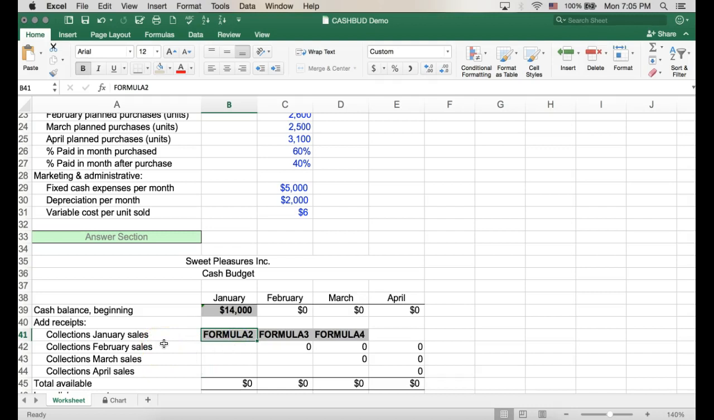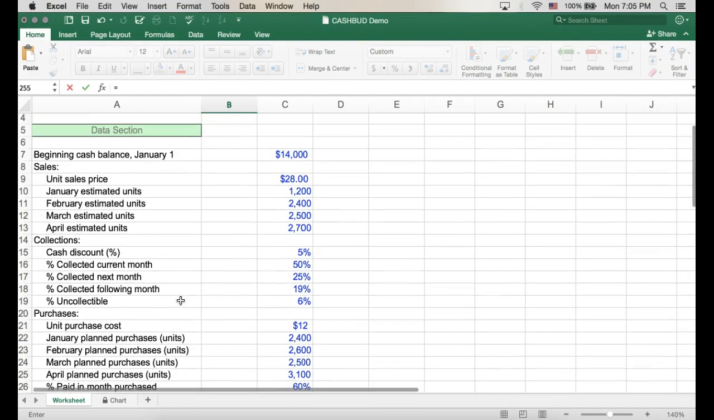Formula number 2 is collections for January sales. So the actual cash receipts that Sweet Pleasures Inc. is going to collect from the January sales. So we start a formula by inputting equal and go up here. And it looks like the sales, they give us the unit sales price, which is $28, and the January estimated unit, so the budget unit. So we want to multiply the unit sales by the January estimated units, which is 1,200 units. And we come here to see how much of that is actually collected in January, which is 50%.